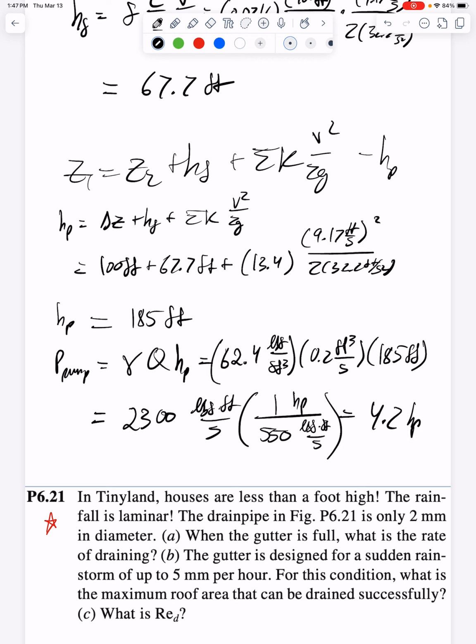That gives 4.2 horsepower required to pump the water through that system, basically overcoming all the loss, moving the water to a higher location, and dealing with friction losses, these minor losses or along the pipe. And this is assuming our pump is 100% efficient as well. Any questions on that process? Okay, we're almost done. Let's go to our last problem.